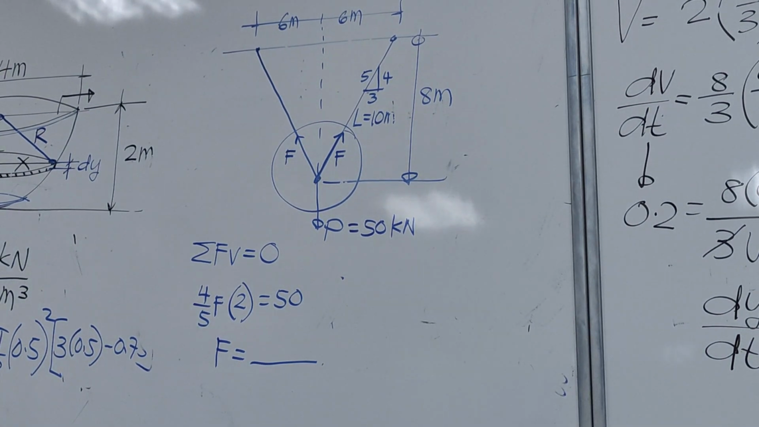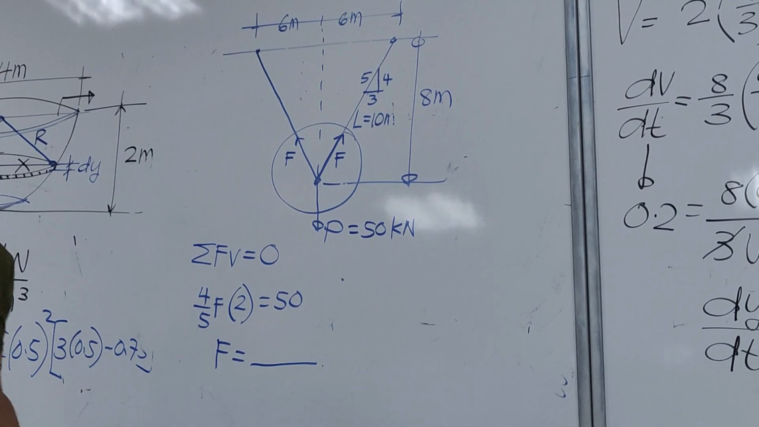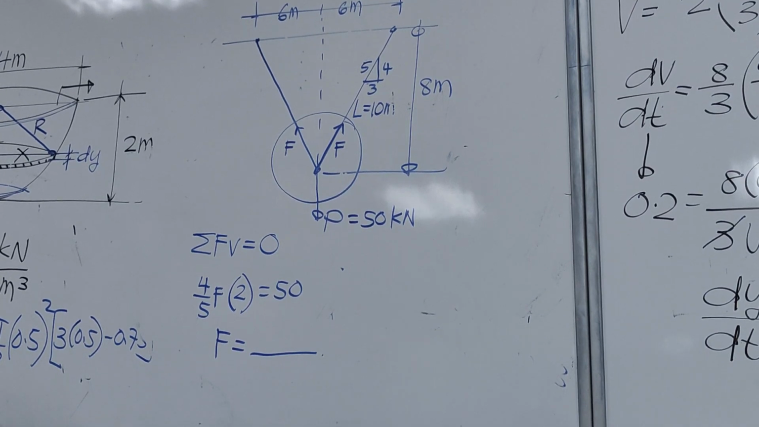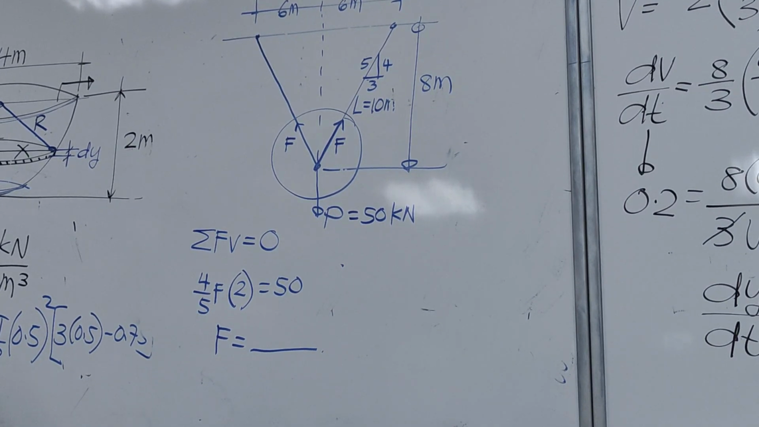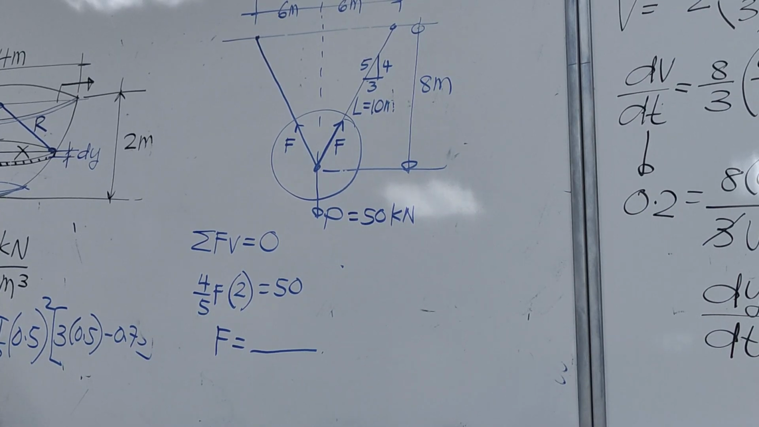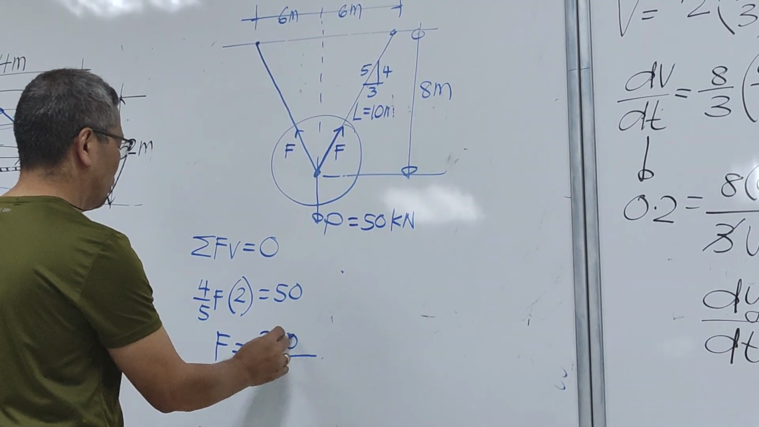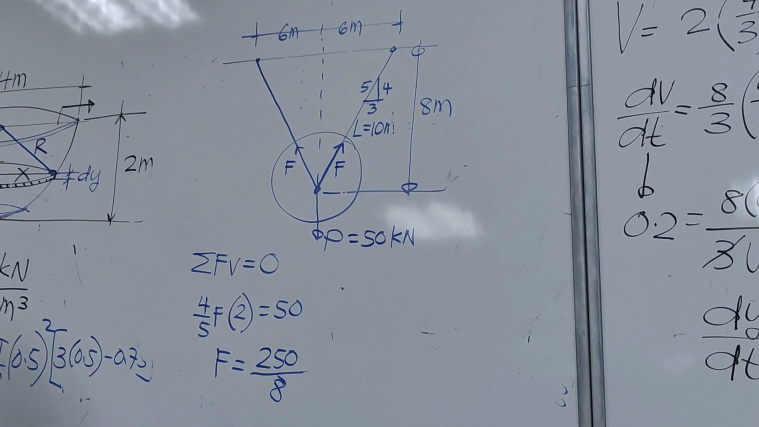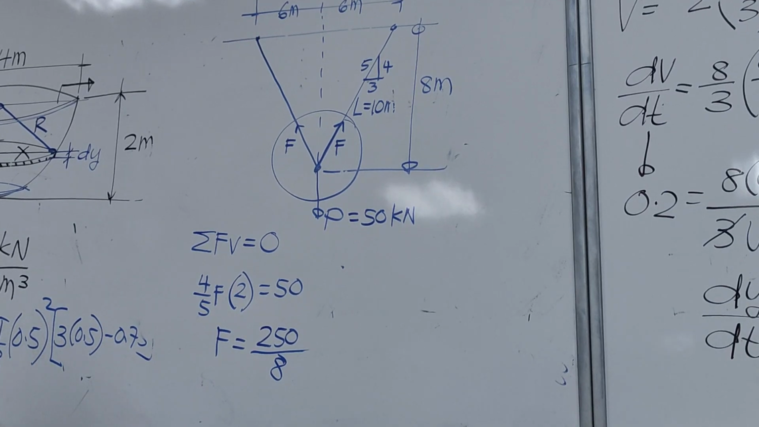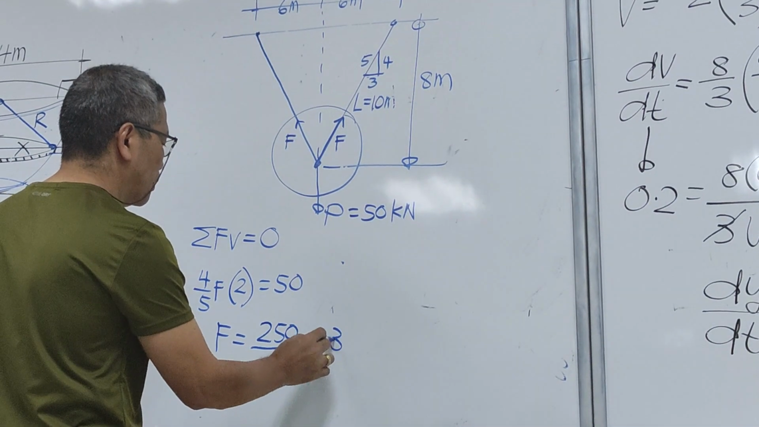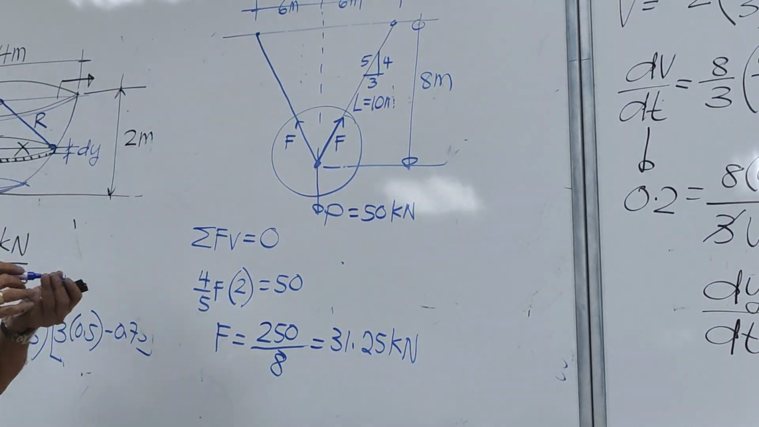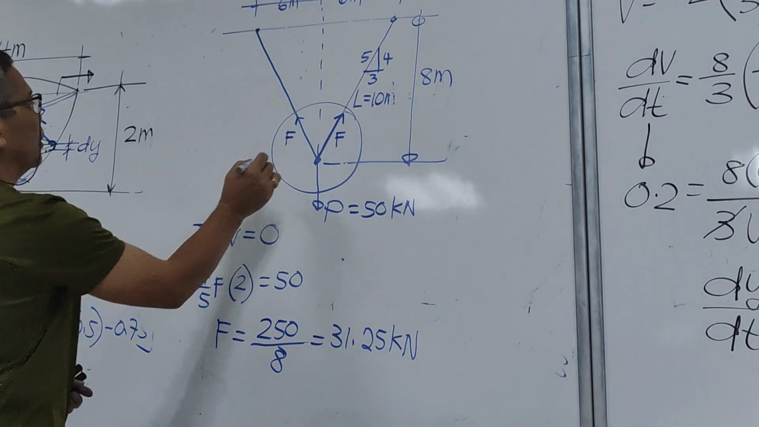What is the value of F? 50 over 2, 25 times 5 over 4. That's 250 divided by 8, times 5 divided by 4. 31.25 kilonewtons. The question is, what is the vertical movement of A?